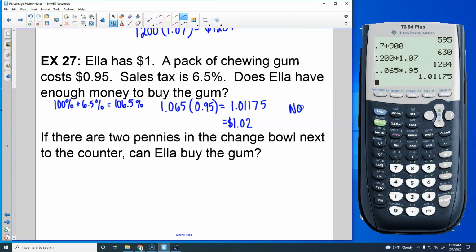No. But usually there's a little bowl next to the cash register that people put their change in. There are 2 pennies in the change bowl next to the counter. Can she buy the gum? Yes.